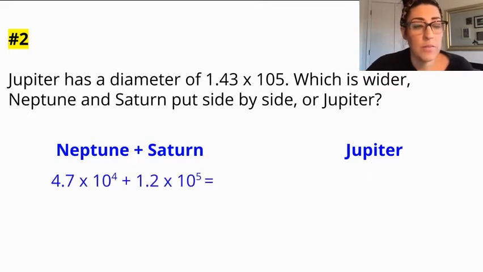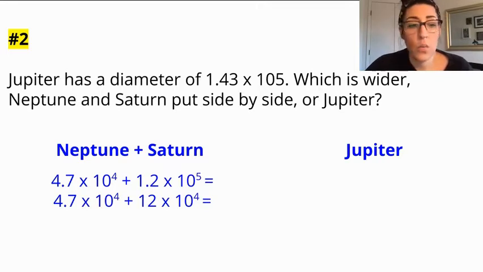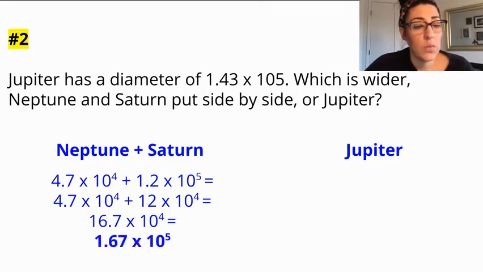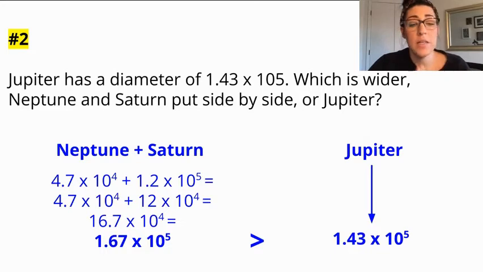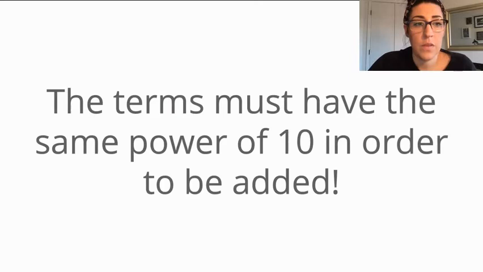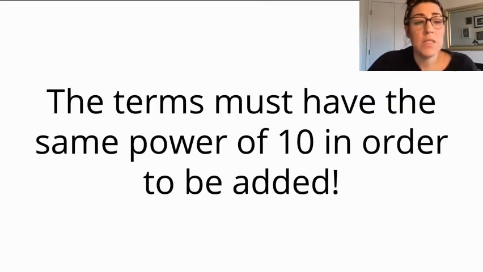Here's what we know about Neptune and Saturn. Here's what was changed in that last piece that we looked at. We're going to change that to scientific notation and write that as 1.67 times 10 to the 5th. That makes it easier to compare to Jupiter. And now we can see that Neptune and Saturn combined is greater than Jupiter. The terms must have the same power of 10 in order to be added.